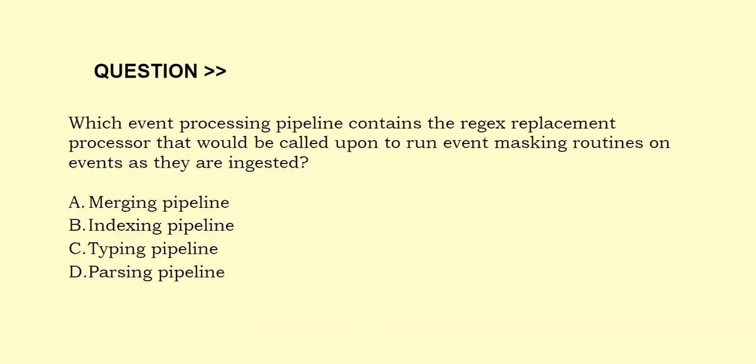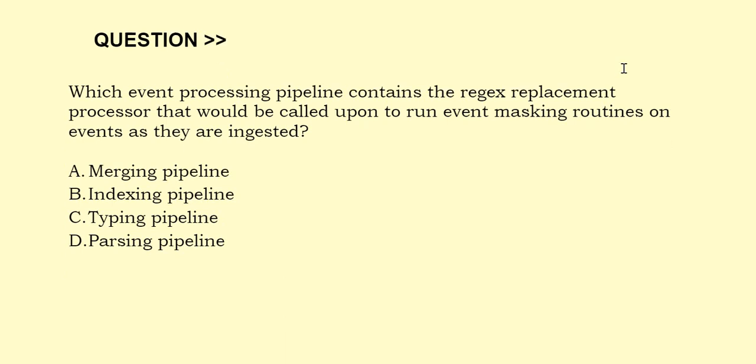Our next question is, which event processing pipeline contains the regex replacement processor that would be called upon to run event masking routines on events as they are ingested? Option A, merging pipeline. Option B, indexing pipeline. Option C, typing pipeline. Option D, parsing pipeline. The correct answer is option A.